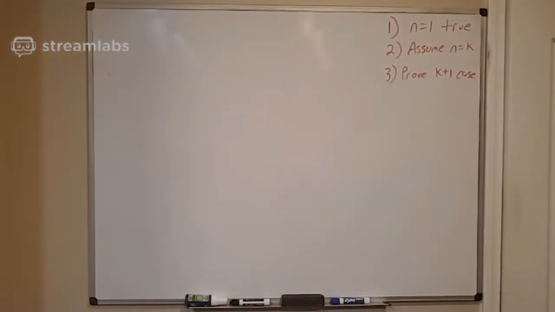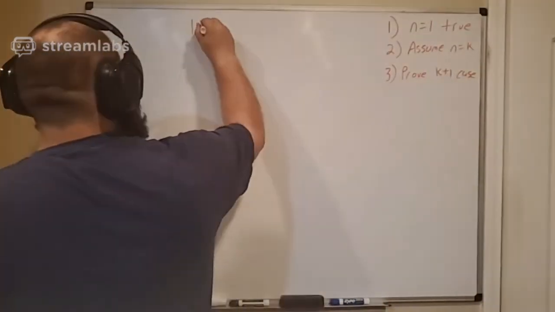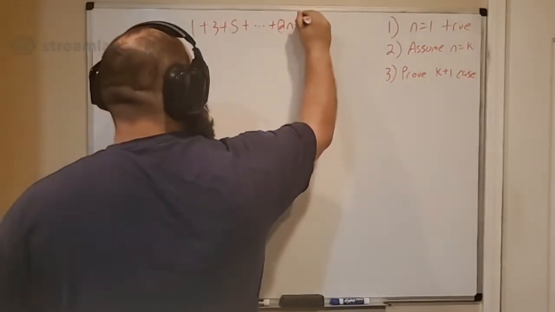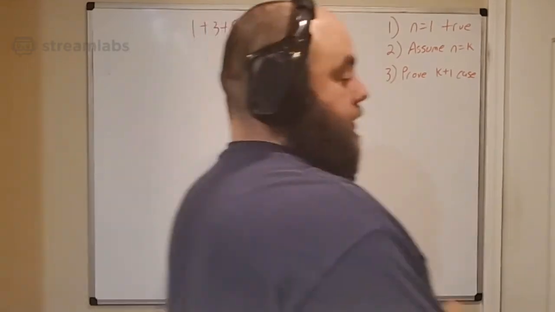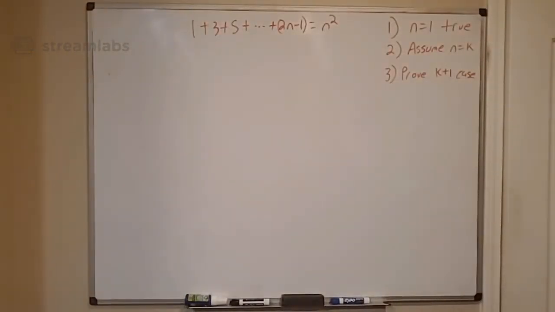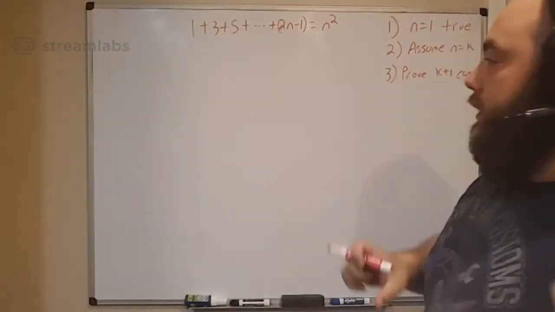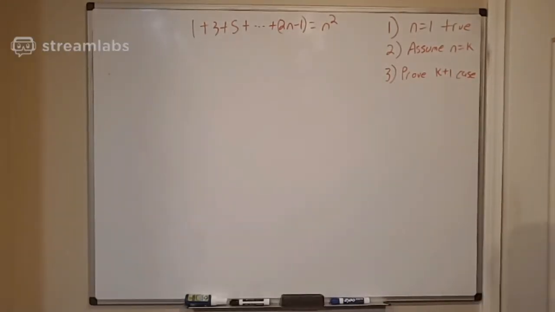Alright, so 17: 1 plus 3 plus 5 plus ... plus 2n minus 1. I believe that was equal to n squared. Alright, so that is number 17. They're asking us to prove that by mathematical induction. So the first thing is we have to figure out what we are looking at to prove. So what is the left-hand side, the 1 plus 3 plus 5 plus dot dot dot? What is that?